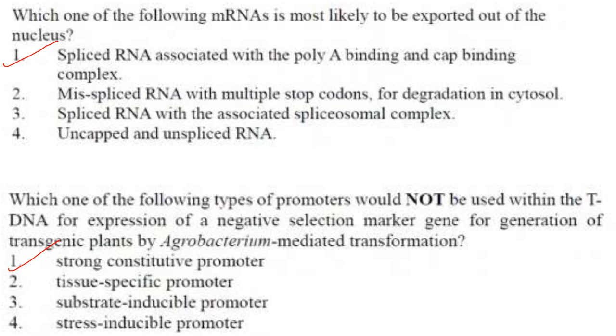Then, which of the following types of promoters would not be used within the tDNA for expression of a negative selection marker gene for generation of transgenic plants by agrobacterium mediated transformation? So, a negative selection system is described in plants for the genes that result in the death of the transformed cell. Now, if it is a strong constitutive promoter, then the whole plant will die off. So naturally you will not use a strong constitutive promoter. So the answer is option 1.